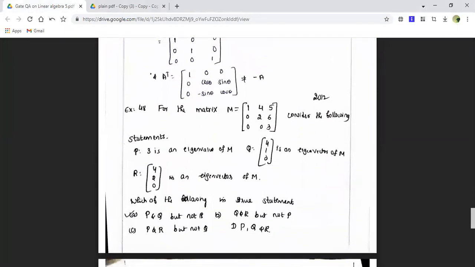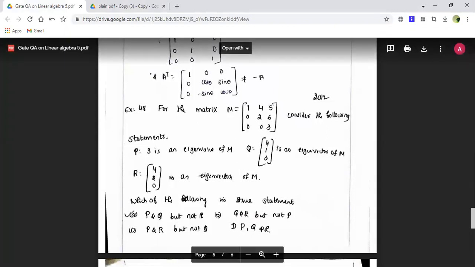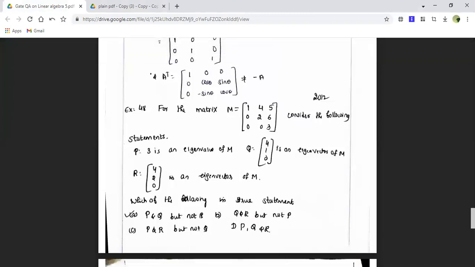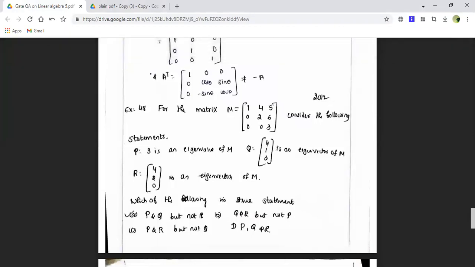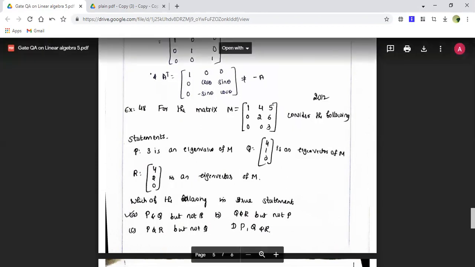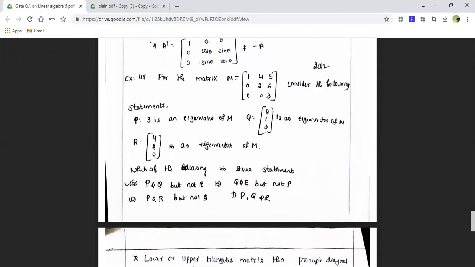In this particular example, for the matrix M, this is the given matrix. Consider the following statements. Statement P is 3 is an eigenvalue of M. Q is (4, 1, 0) is an eigenvector of M, and R is (4, 2, 0) is an eigenvector of M. These are the statements P, Q, R. Out of these, which statements are correct? These are the 4 options. P and Q are correct but not R. Q and R are correct but not P, and then options C and D. Okay, so we have to check this.